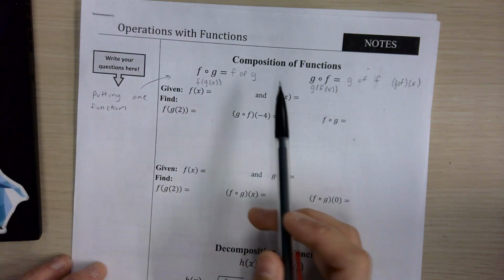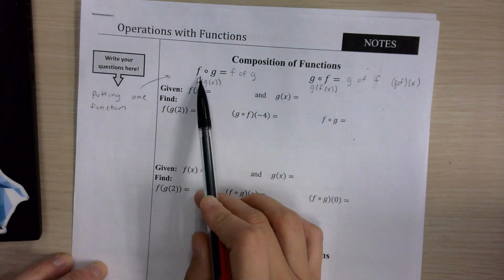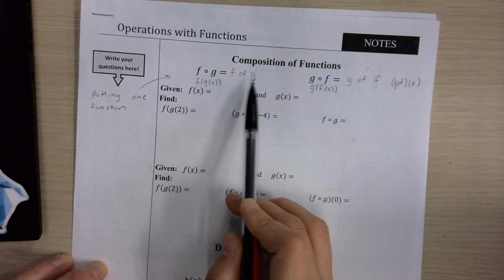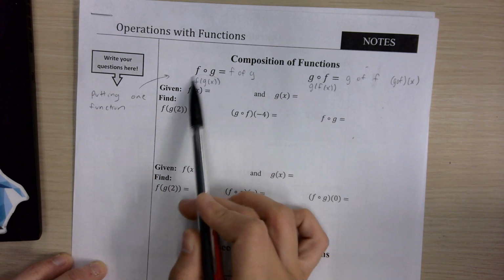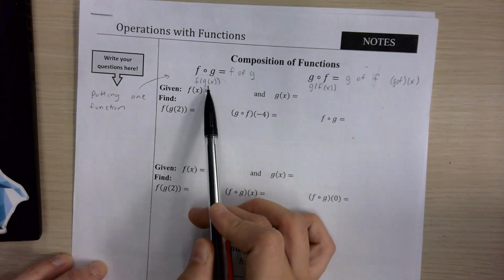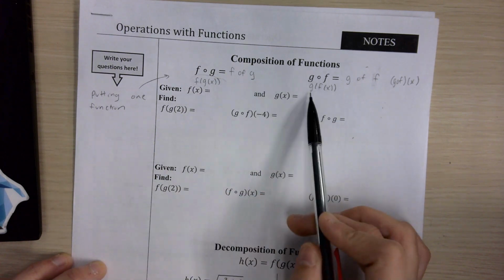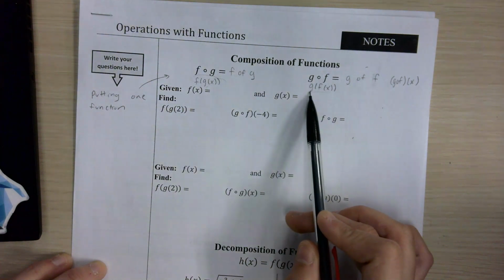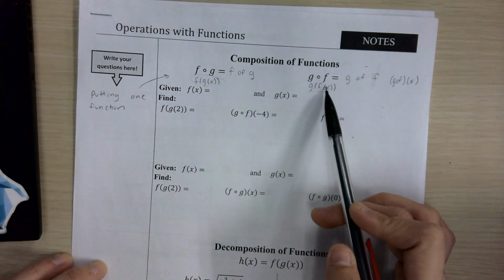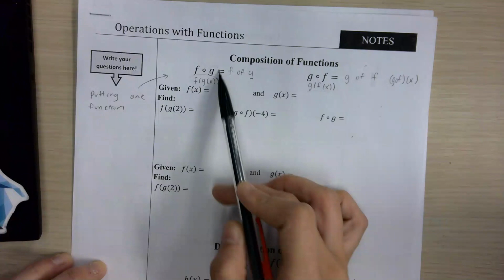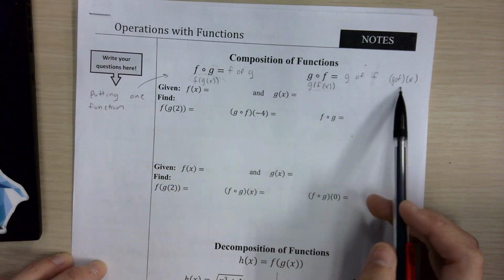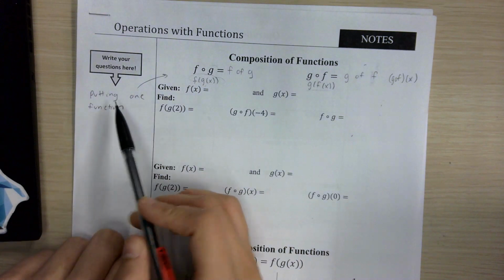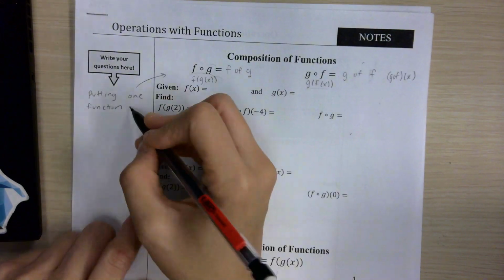Okay, so today we're doing composition of functions. You can write f of g, or g of f. You might also see this format notation where you put the g inside of the f, or this one where you put the f inside of the g. Whatever's furthest right is the one that's going inside. So composition of functions is putting one function inside the other.